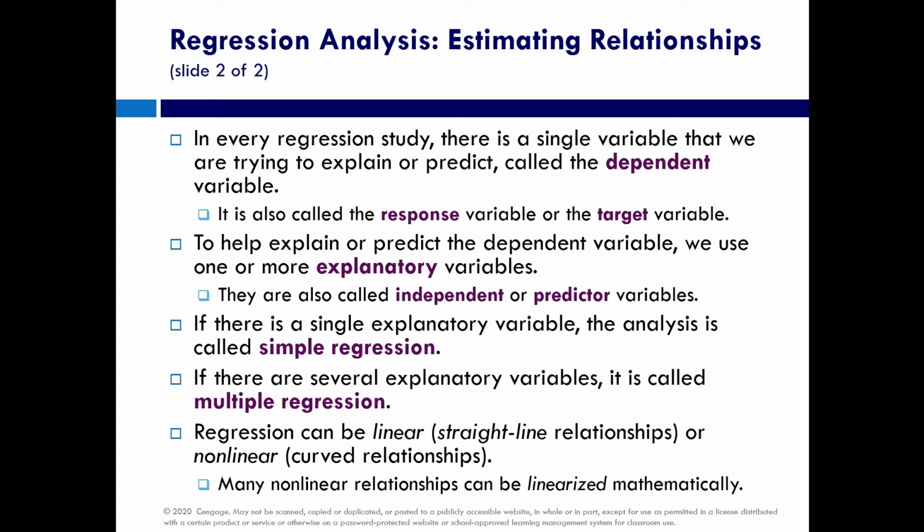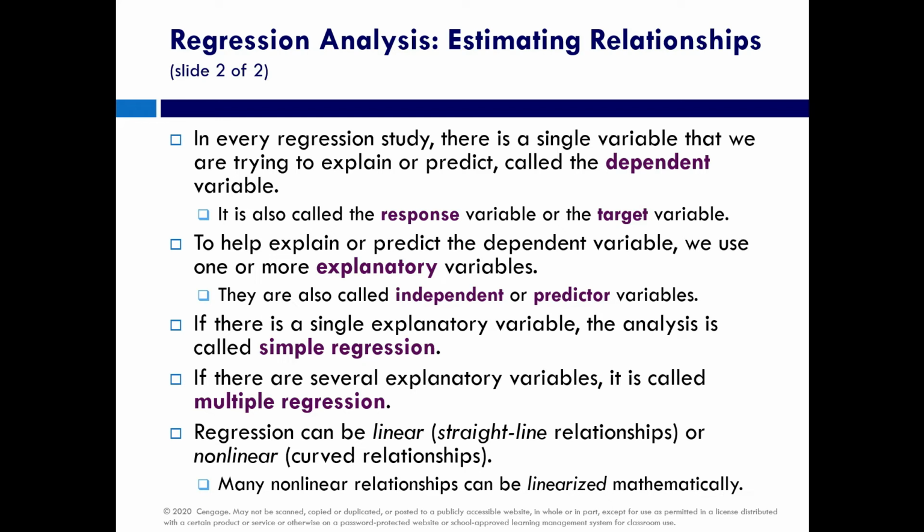Regression analysis, estimating relationships. In every regression study, there is a single variable that we are trying to explain or predict, called a dependent variable. It is also called the response variable or target variable. To help explain or predict the dependent variable, we use one or more explanatory variables. They are also called independent and predictor variables.